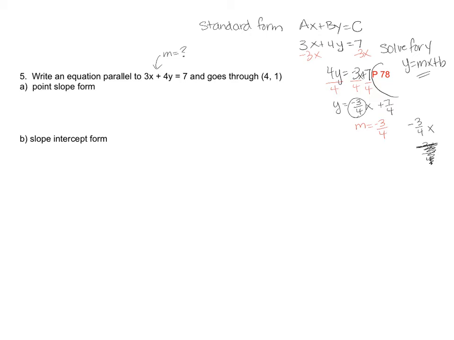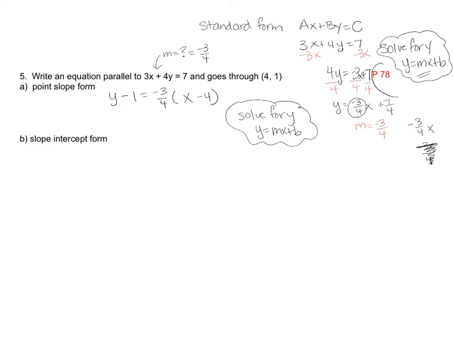So coming back over to my problem, I now know that my slope is negative 3/4. So I know that in point slope form, this is y minus 1 equals negative 3/4 times x minus 4. So now to put it in slope-intercept form, I've got to use algebra again. I need to solve this for y. Just like I did before with a different equation, I'm going to solve for y. And when I do that, it's going to be in the form y equals mx plus b, which is what I want.